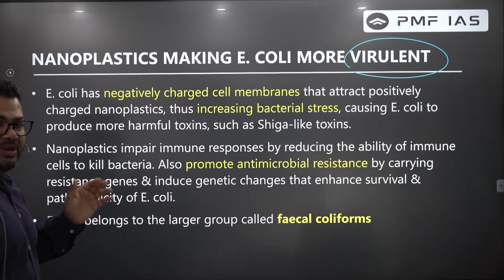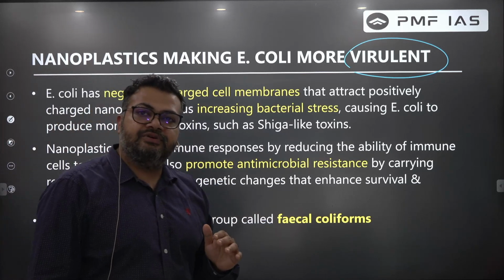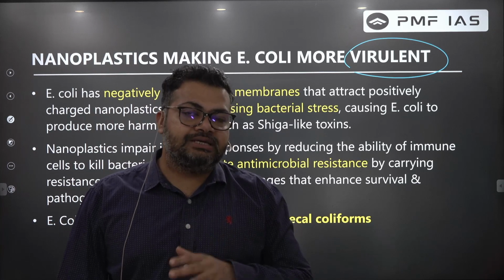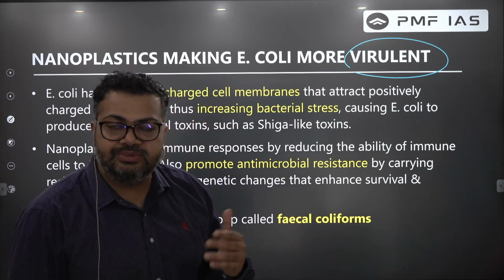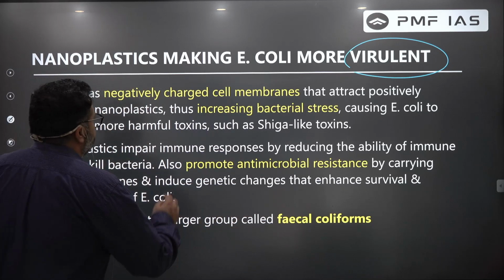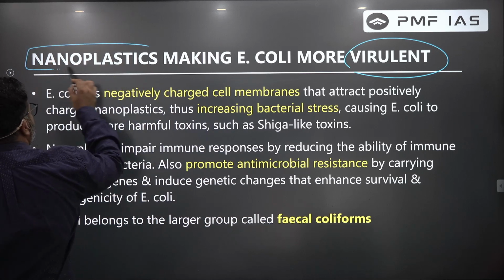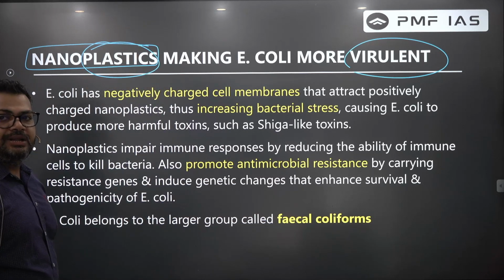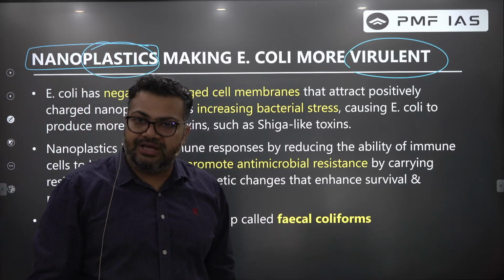Now let's try to break down this particular news, and first let us see what exactly is the meaning of E. coli, what is a nanoplastic, and then let's see what the meaning of more virulent really is here. So when you talk about nanoplastics, guys, we already know that plastics are nothing but a kind of waste. Plastic is a type of waste. We all are aware of it, right?